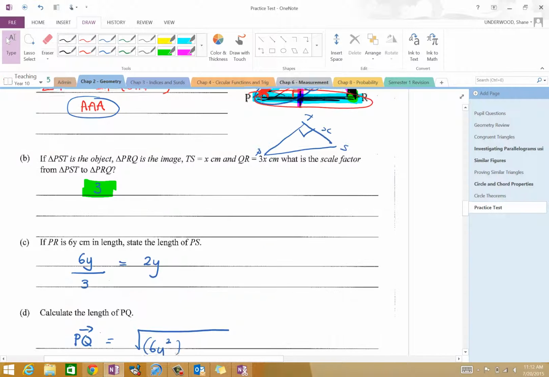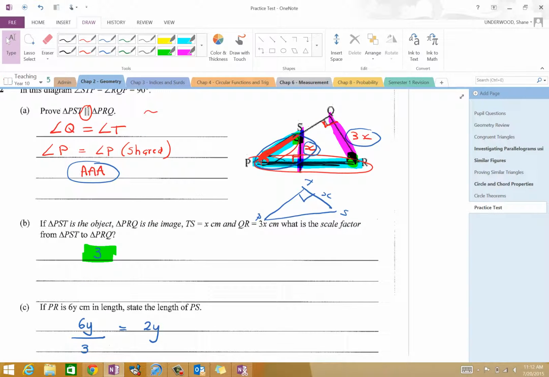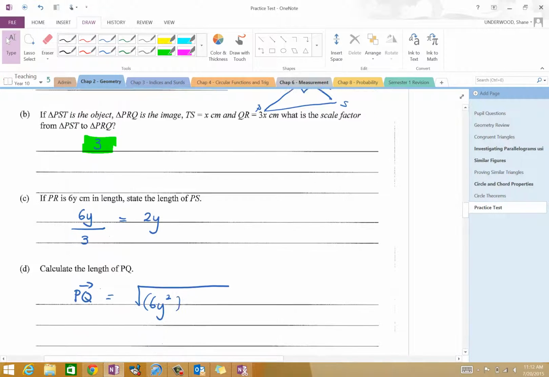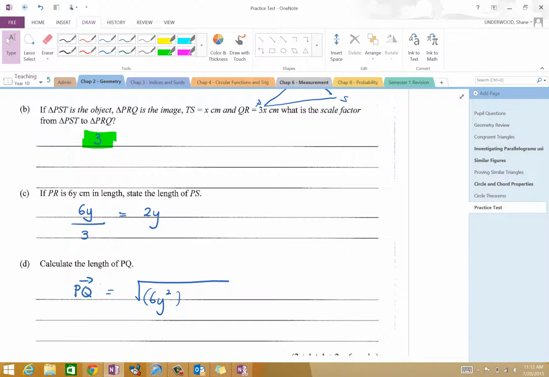And what are we subtracting away? We've got that 6y squared, but what about this side here? What's that? That's 3x, isn't it? Yeah, we've already found the length of QR. QR is 3x, or we've been told. What does that arrow mean? Subtract 3x, all squared.